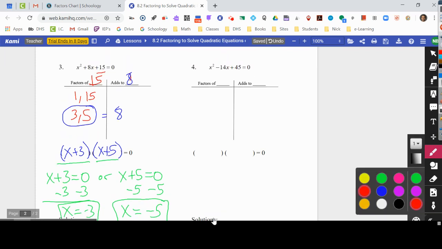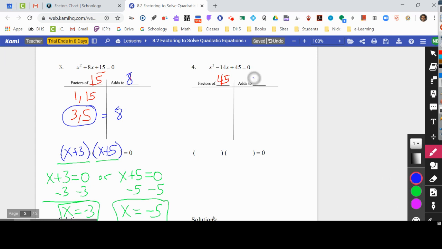All right, example 4. We have x squared minus 14x plus 45, okay? So again, we have factors of a positive 45 that add to a negative 14. Now these factors have to add up to a negative, right? So the only way that 2 numbers can multiply to positive and add to a negative would be if they are both, that's right, negative.